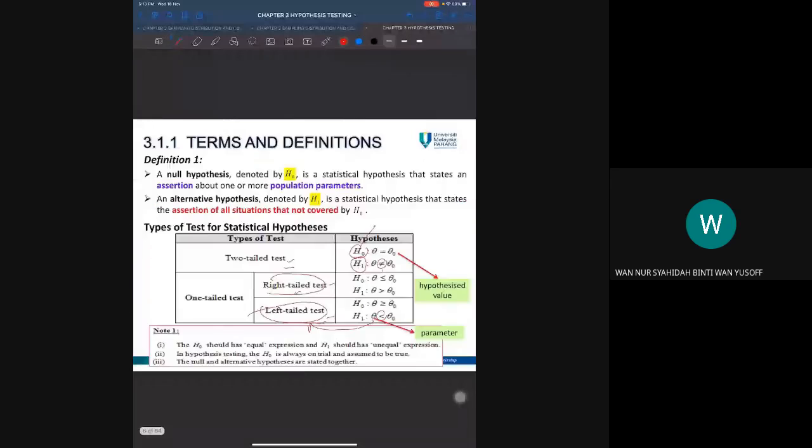So we have two statistical hypotheses: the null hypothesis and the alternative hypothesis. The null hypothesis is a statistical hypothesis that states an assertion about one or more population parameters. So how do we formulate the hypothesis?